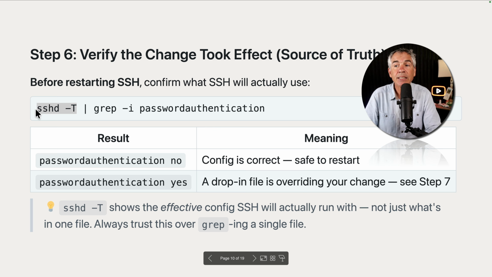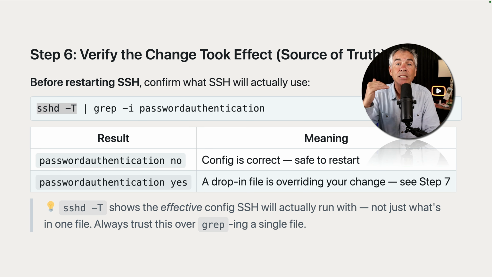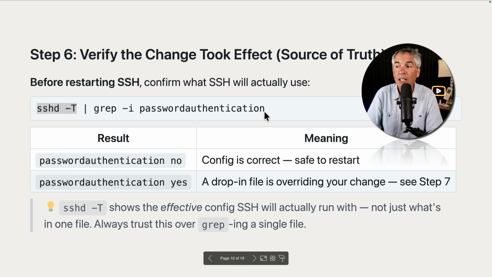So this sshd -T is going to tell me what the SSH service is actually seeing. Is it seeing password authentication no, or is it seeing password authentication yes? And if it comes out yes, well then that's telling me there's another configuration file, and then we're going to find that. So let's just run this command.